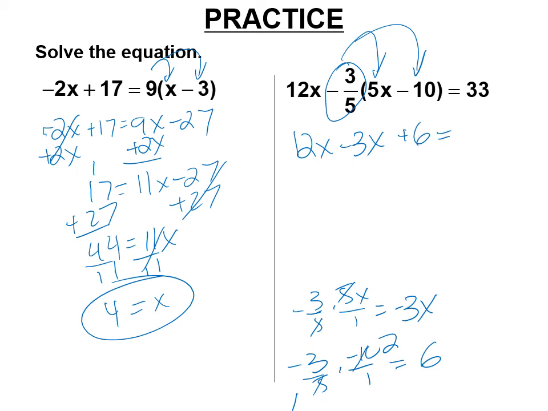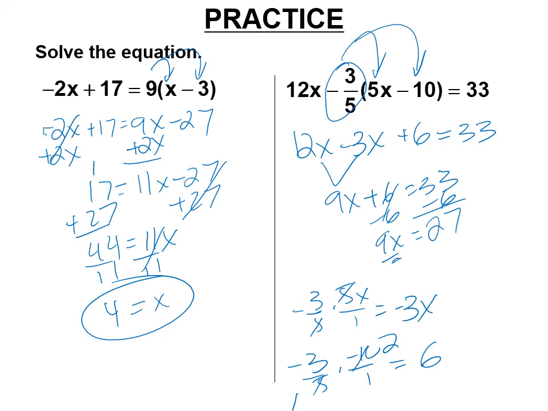So yes, you could have cleared the fractions here, but you really don't want to clear your fractions until your parentheses are gone. Hint, you can do it, but it's tricky. So you get rid of your parentheses, do your distributive property first. If I still had fractions here, then I would be clearing them. 12x minus 3x is 9x plus 6 equals 33. We have our nice two-step. We subtract 6 from both sides. 9x equals 27. Divide by 9, x equals 3.